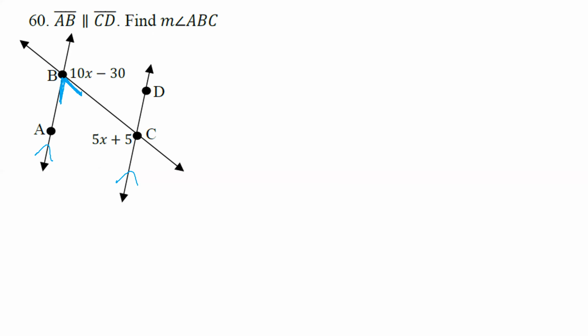All right. So again, those two angles are alternate interior angles. They're on opposite sides of the transversal, making them alternate. They're inside the parallel lines, which makes them interior. So alternate interior angles have to be congruent. So on here, we're going to set those two equal to each other. So we have 10x minus 30 equals 5x plus 5.